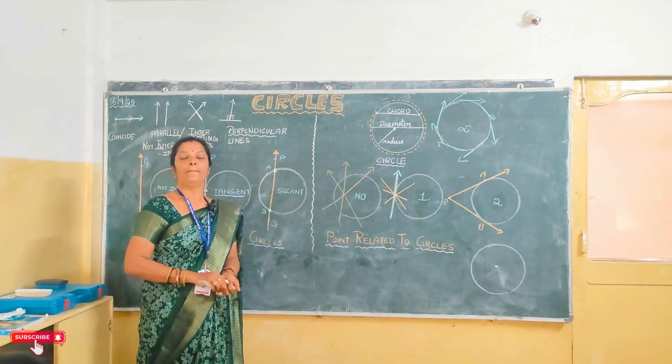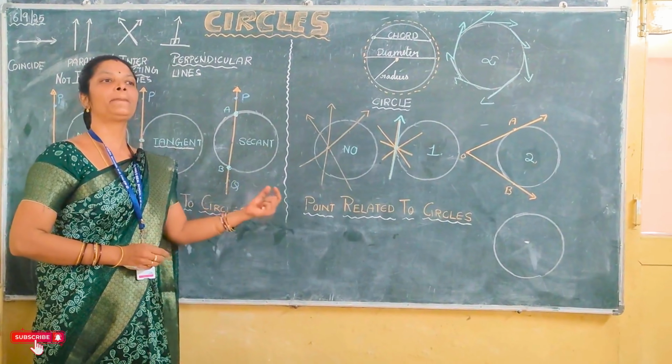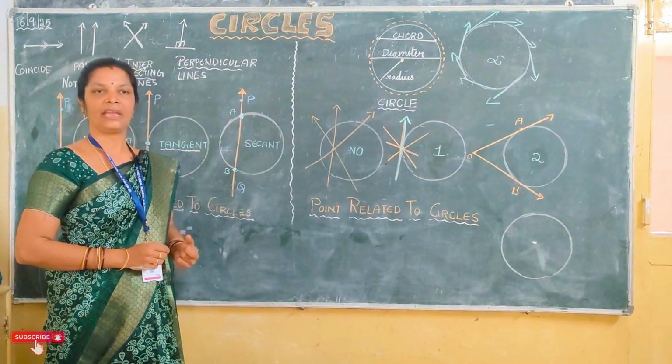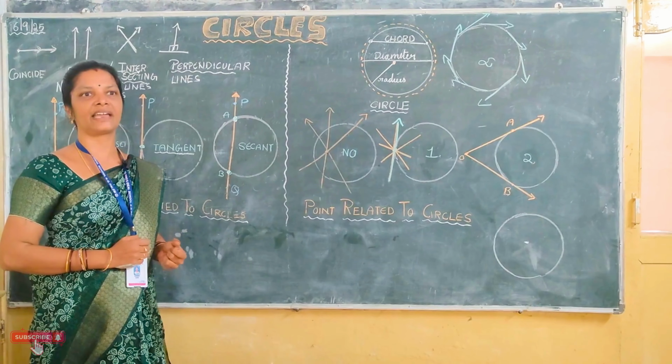Now see here. How will the circles have a tangent when they are parallel? How many parallel tangents can it form? Anyone in the class? For one circle, how many parallel tangents can it form?